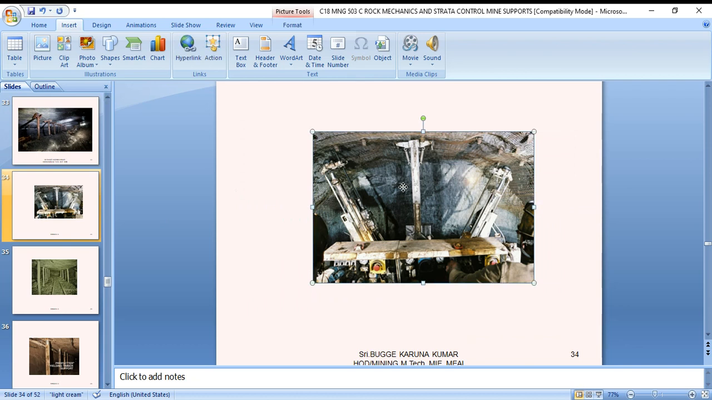This is another section of the roof bolting. Meshing is also given here. You can observe the iron mesh and roof bolting activity, universal testing of roof bolting. At a time, the bolts are fitted, and these views can be observed.